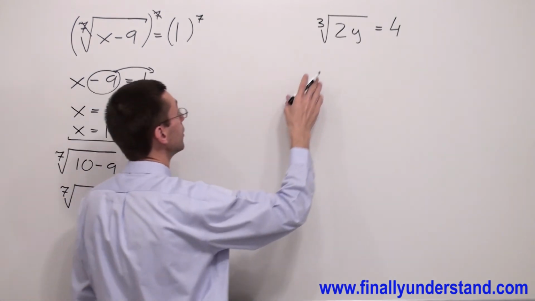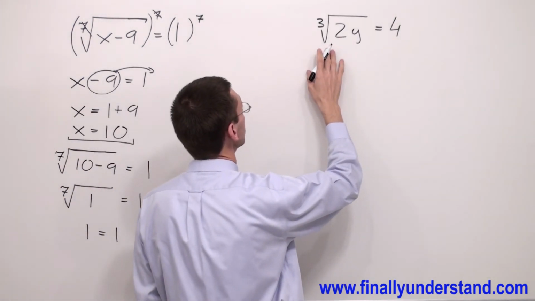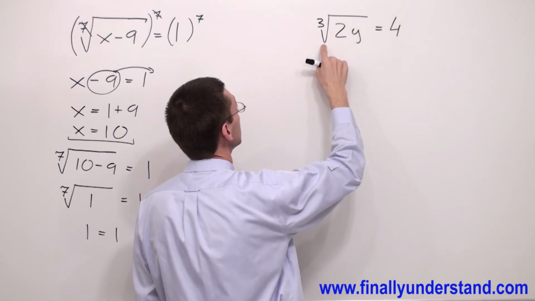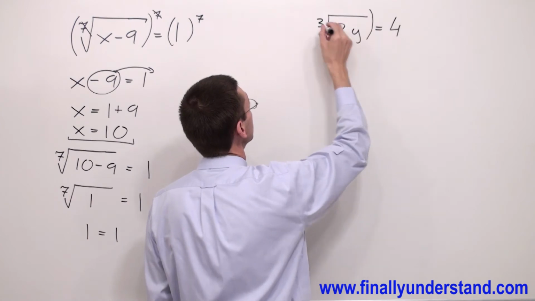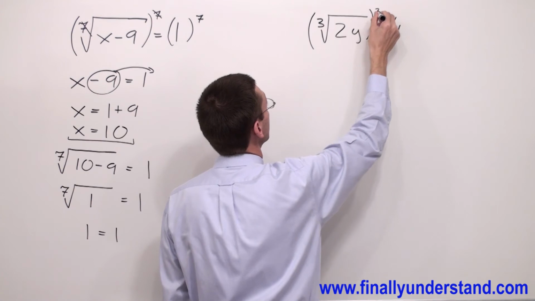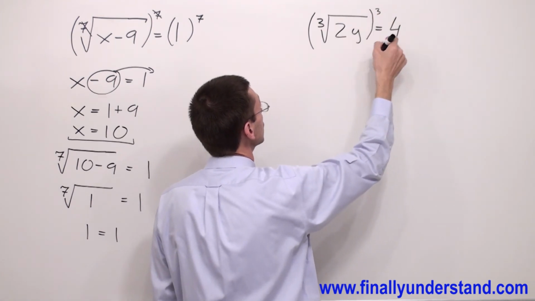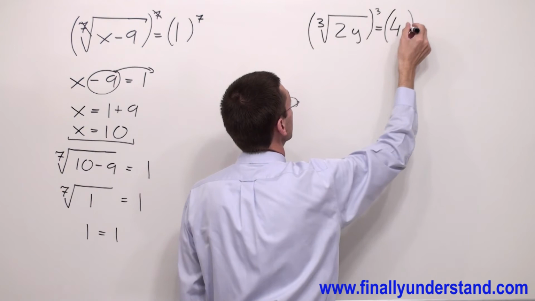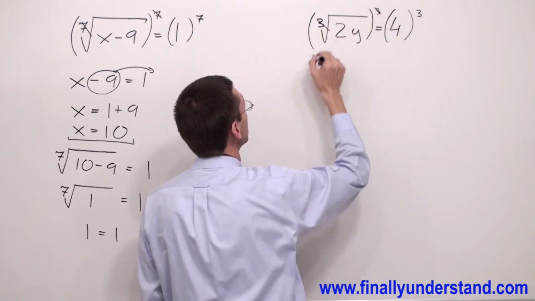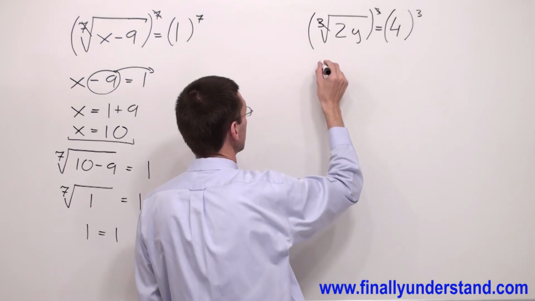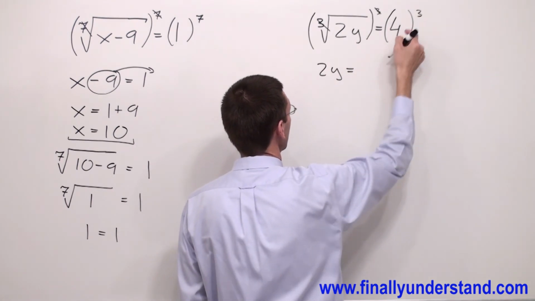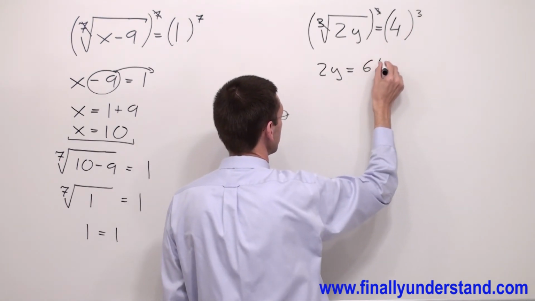Let's take a look at this example. This time I have a cube root. Okay, I want to find y. In order to find y, I have to eliminate the radical sign. How can I do that? This time I have to raise this radical to the 3rd power. Whatever I did on the left side, I have to do also on the right side. So I have to raise 4 to the 3rd power. This 3 and the radical sign are going to cancel out. That's why I have 2y equals 4 to the 3rd power, which is equal to 64.